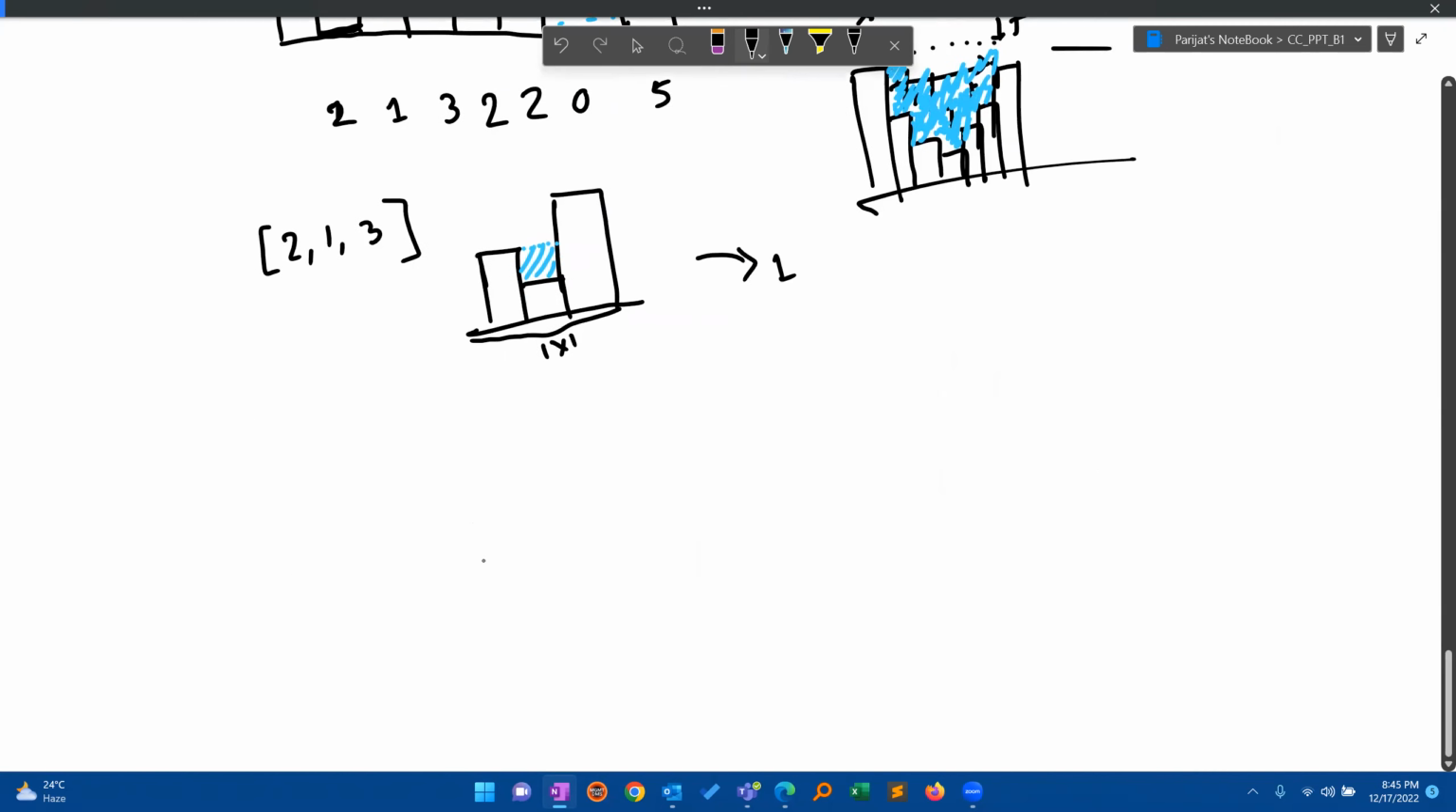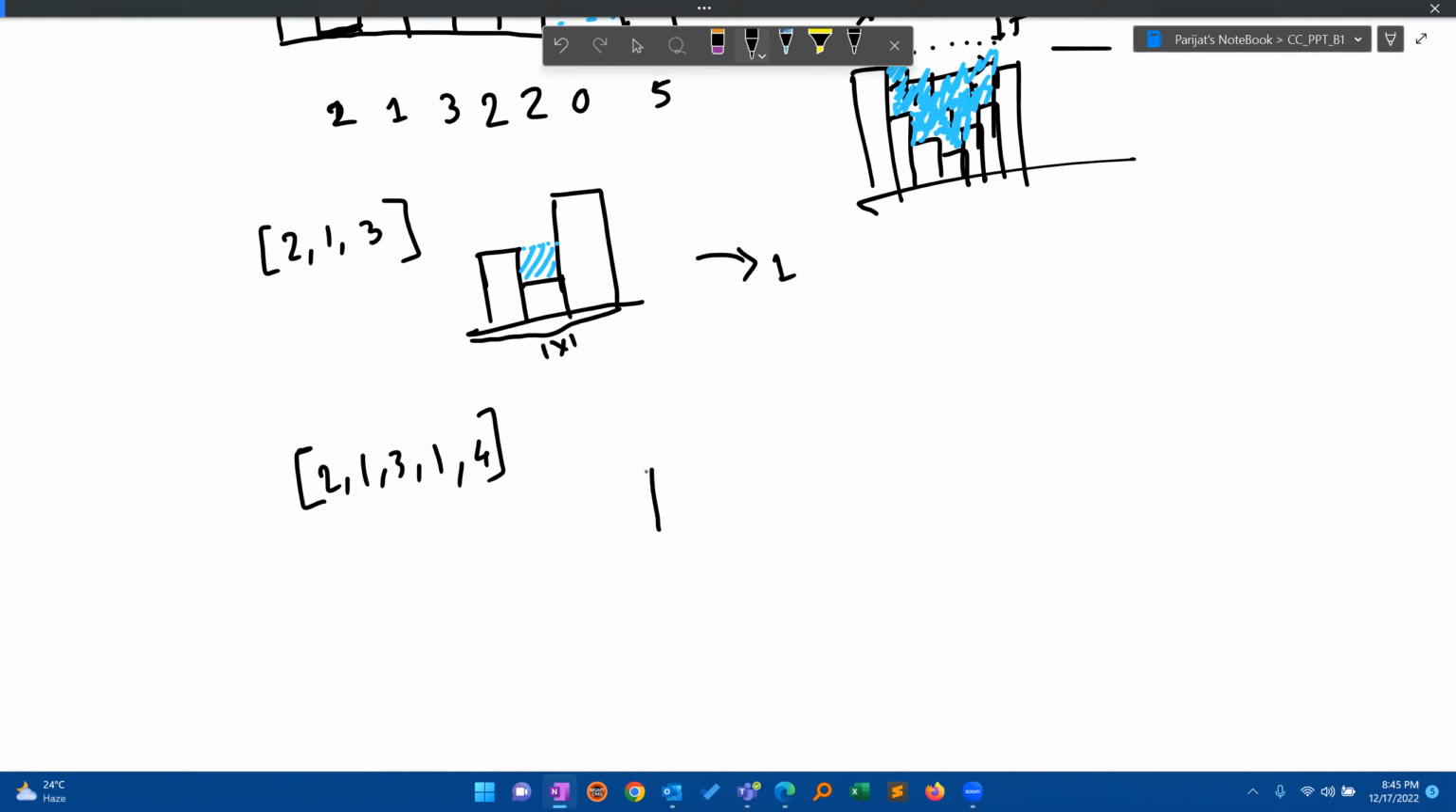Okay. Now say I increase the array size a bit, I increase the complexity a bit. Say I now have 2, 1, 3, 1, 4 kind of thing. Okay, so how does it look if I try to draw to scale? This is 2, this is 1, this is 3, this is again 1, and this is 4. Right, so 2, 1, 3, 1, 4.